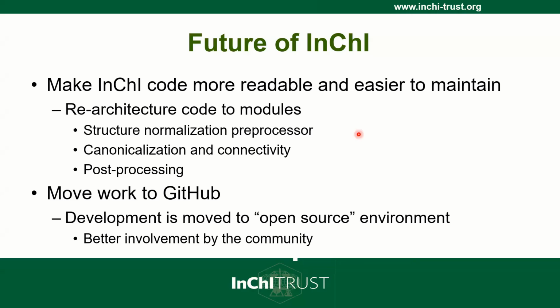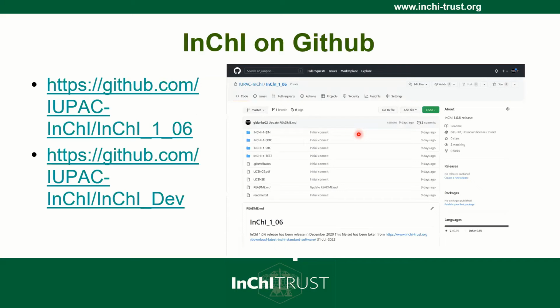The main idea right now is to have a structure normalization preprocessor before you start with the real part, which is the canonization and connectivity, and then post-processing. So we're going to have three steps that are at the moment all within one big node together. The structure normalization preprocessor is pretty important to handle the tautomers, for example, because this is a pure structure normalization process in most parts. And even for organometallics, as described a little later, we need it. So InChI will move to GitHub, and on the next page you see the current GitHub page.